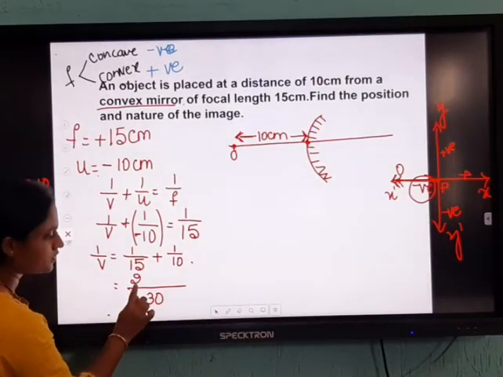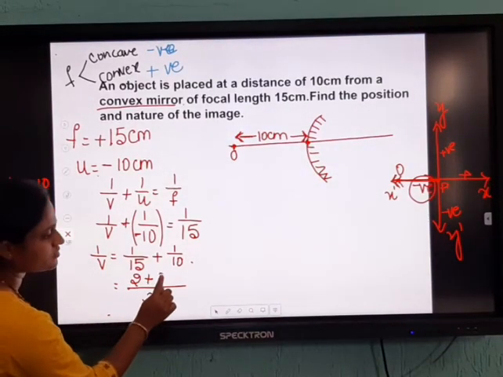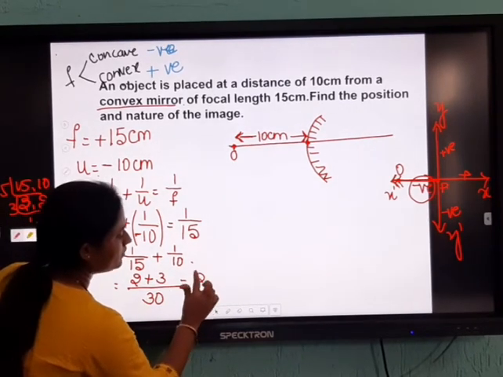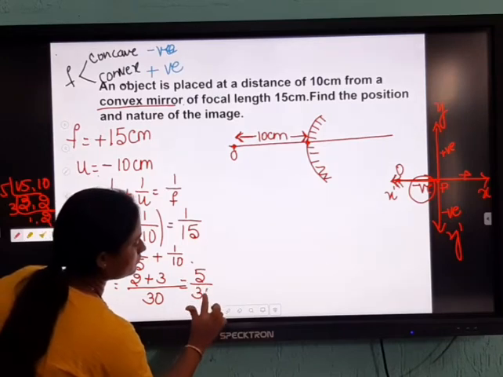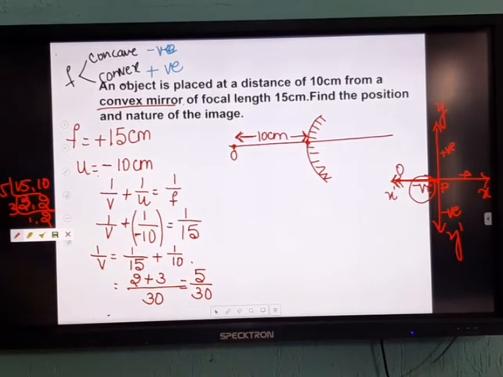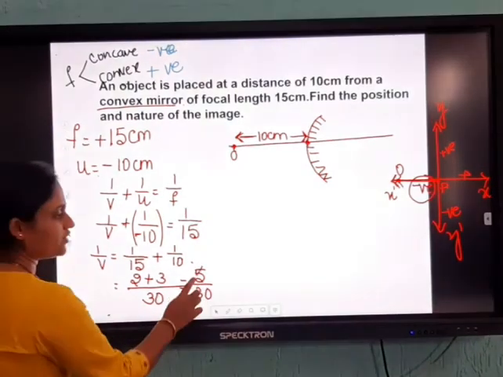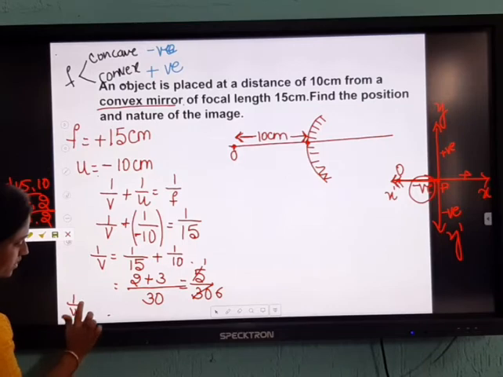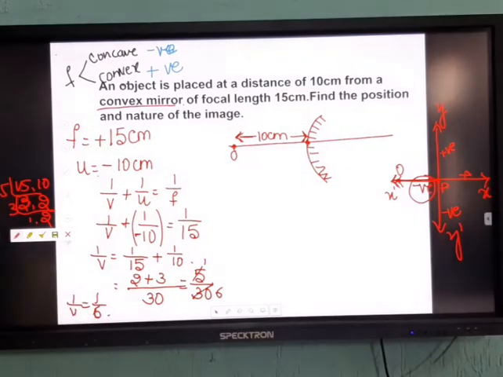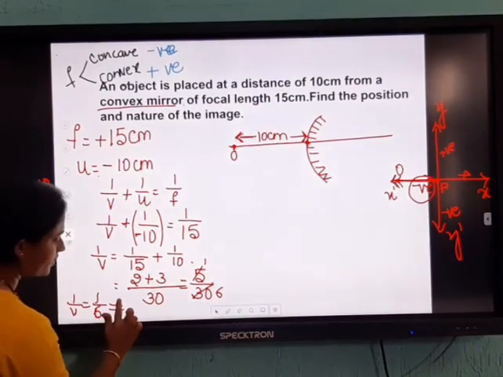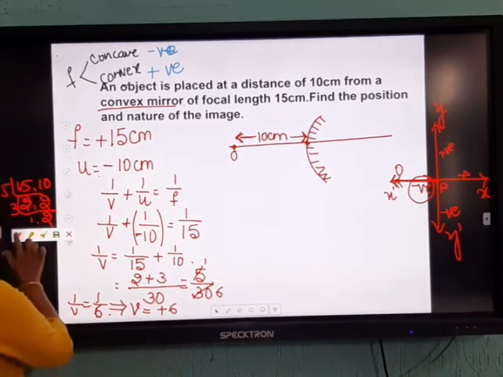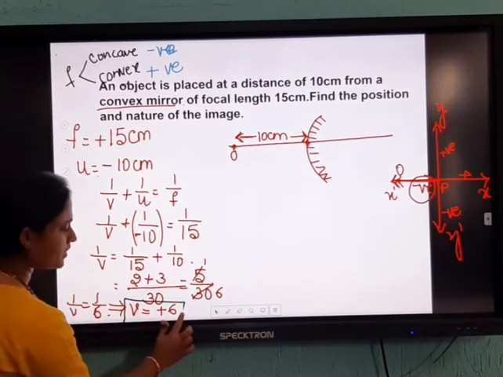15 twos are 30, plus 10 threes is 30. Right. How much did you get? 5 by 30. Clear? Now, can I simplify it? 5 sixes are 30. So 1 by V equals how much? 1 by 6. Right. Now I take the reciprocal, so V equals plus 6.